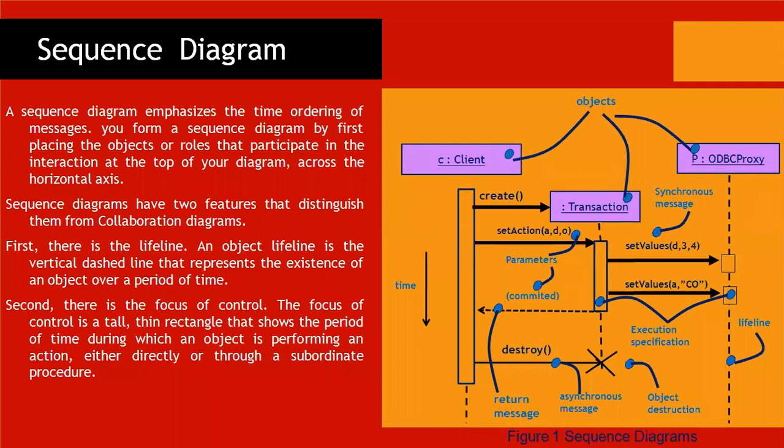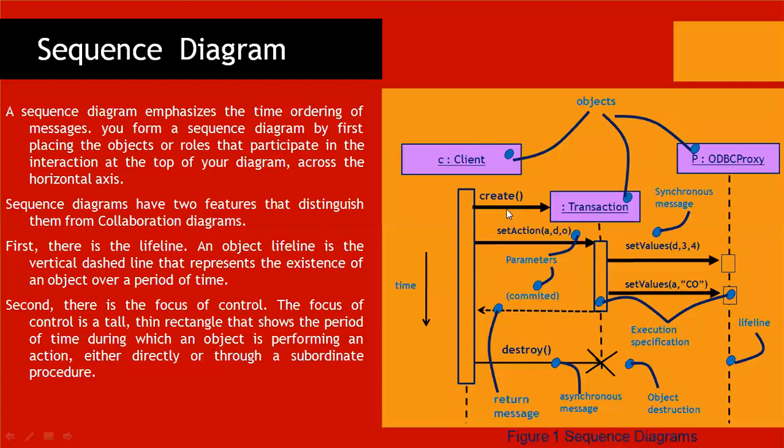Sequence diagram. A sequence diagram emphasizes the time ordering of messages. We can form a sequence diagram by first placing the objects or roles that participate in the interaction at the top of our diagram across the horizontal axis. If you can see, on the top we have the objects. Typically we place the objects or roles that initiate the interaction at the left, and increasingly more subordinate objects or roles to the right. So we go from left to right.